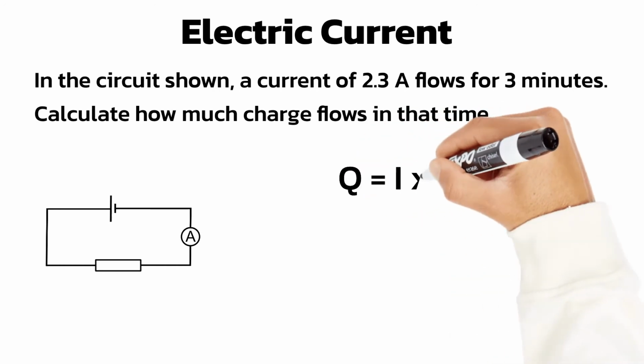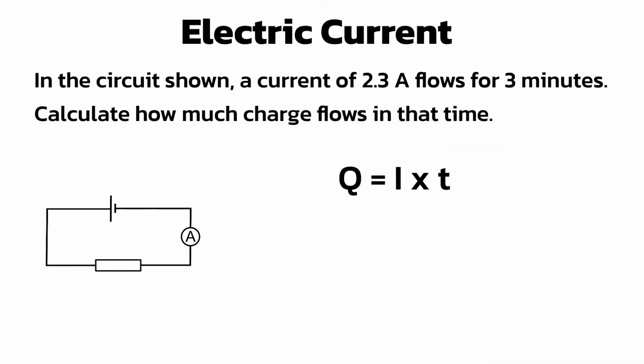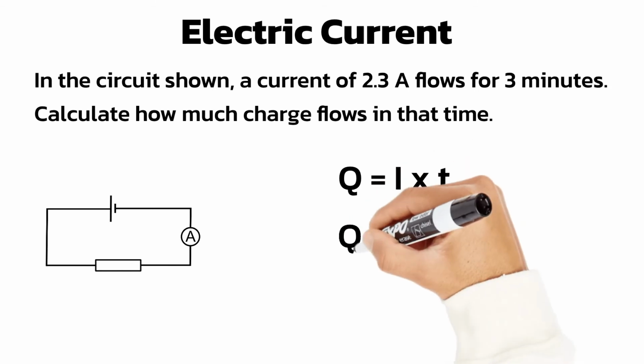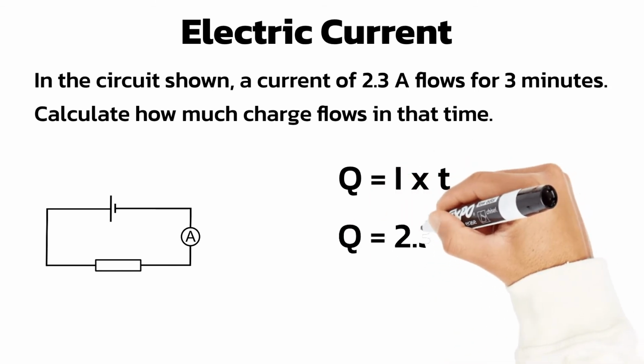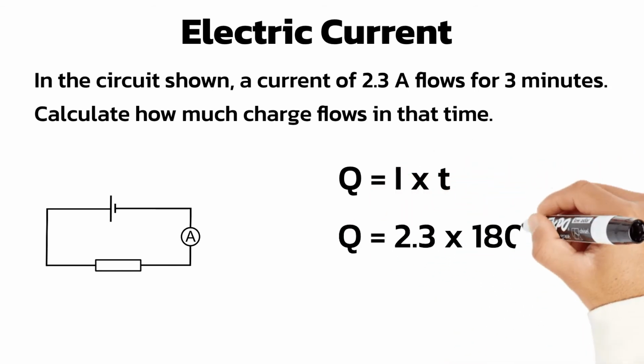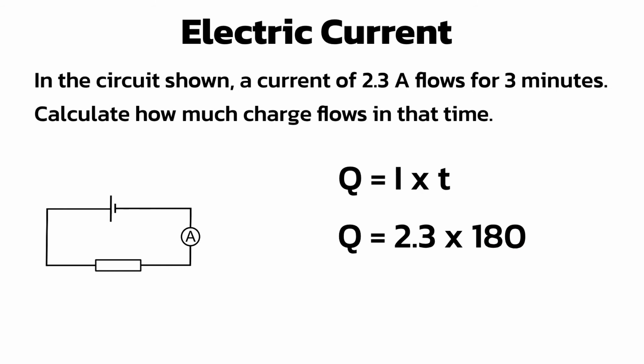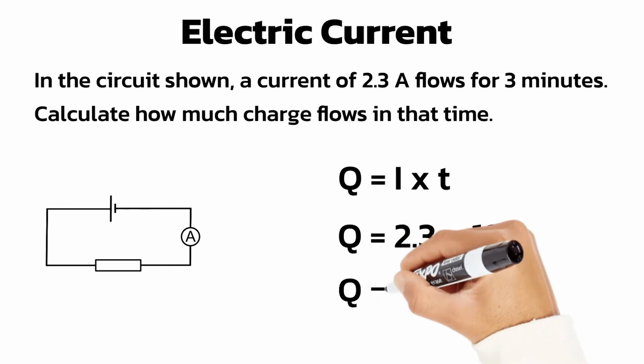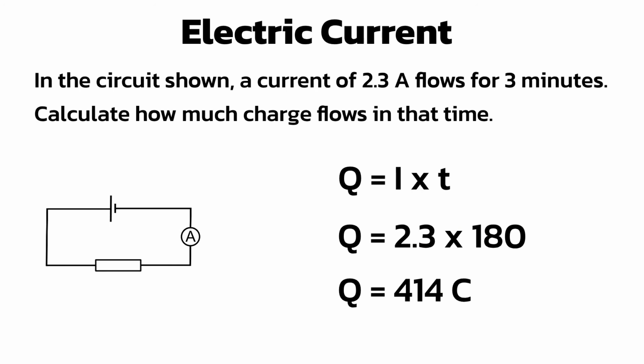Firstly, the formula you need is Q equals I times T. So Q equals 2.3 amperes times 180 seconds. Remember time has to be measured in seconds, so 3 minutes is 180 seconds. 414 coulombs of charge flows in the circuit.